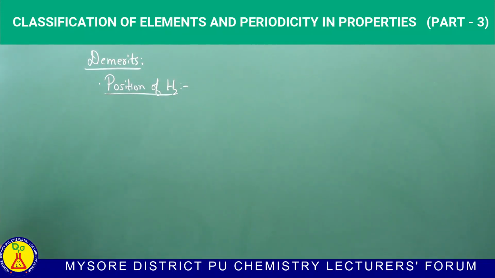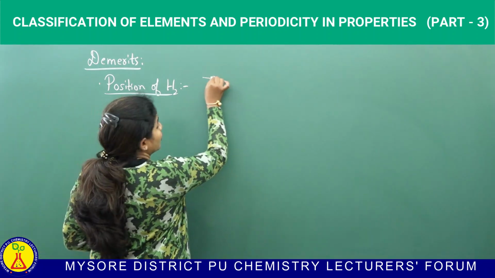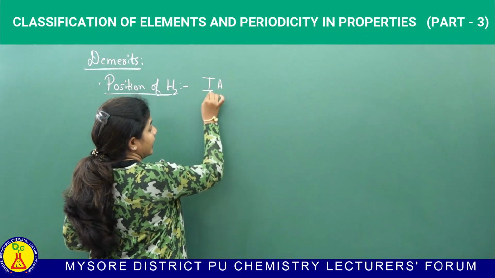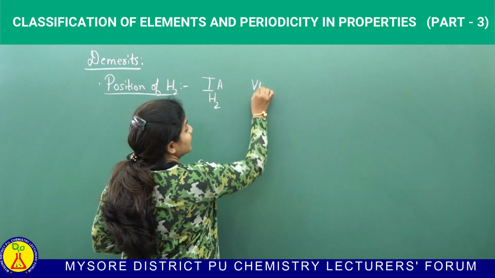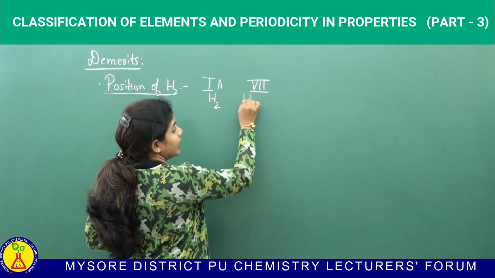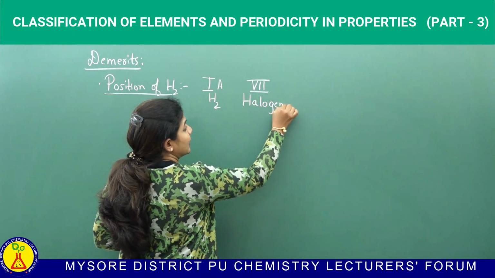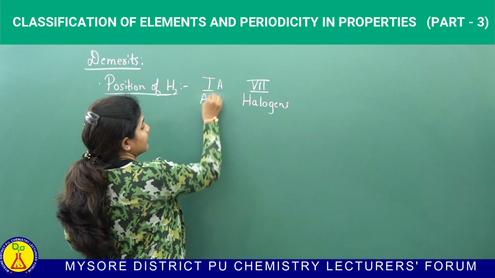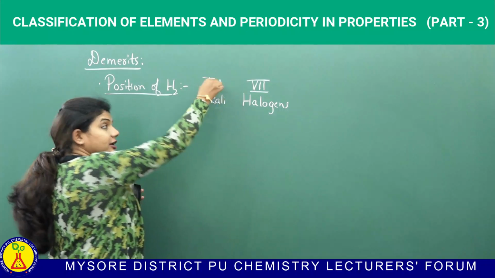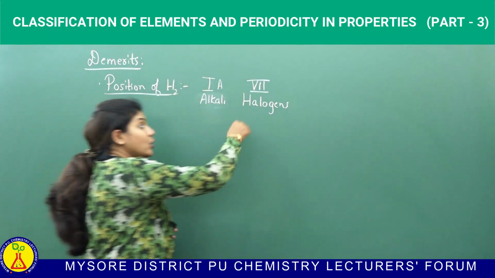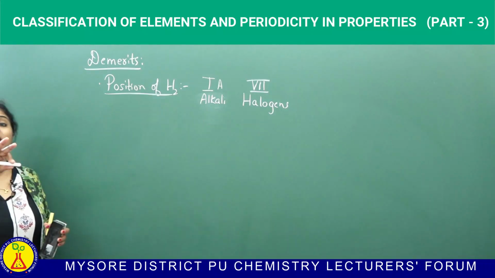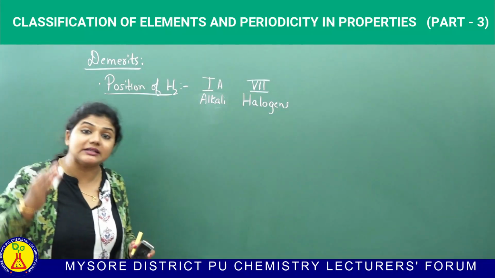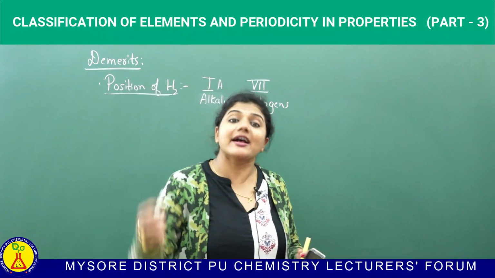Hydrogen was placed in group 1A, and it resembled the properties of group 1. It also resembled the properties of group 7. What was placed in group 7? Halogens. What is present in group 1A? Alkali metals. Even though it is placed in group 1A, it also exhibits some properties of halogens. Hydrogen could exhibit the properties of alkali metals as well as halogens.